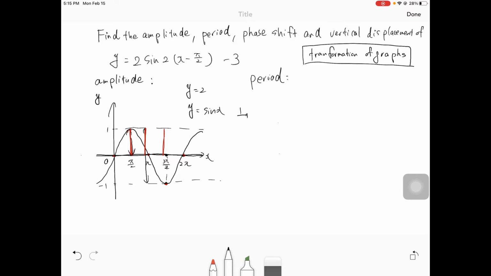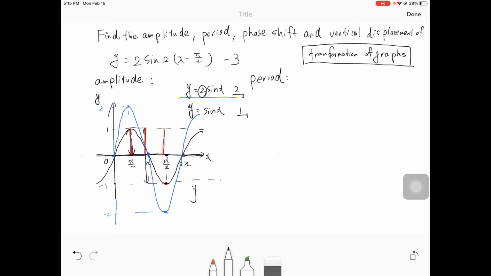What about y equals 2 sine x? Let me sketch the graph of it. It's here. The graph is going to be like that. So when y equals 2 sine x, amplitude is going to be 2. So what I wanted to say is amplitude totally depends on the coefficient here.